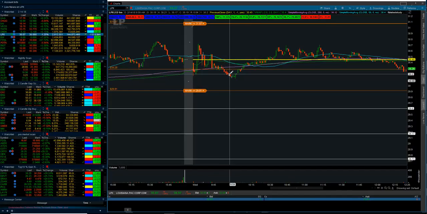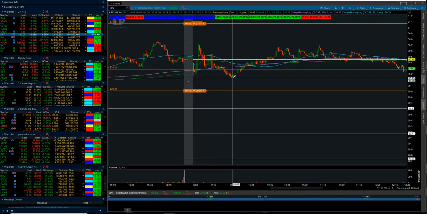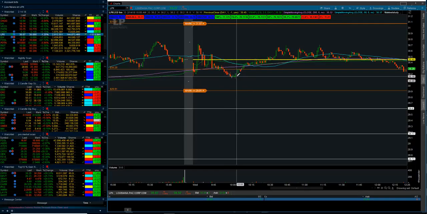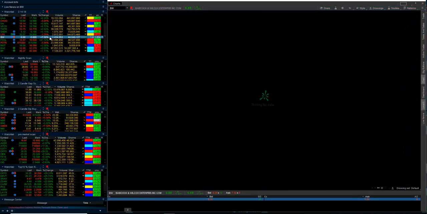It gapped down all the way down to this 13 level. Once I saw this, it usually means the trend reversal is coming up. So right into this candle, I sold. I didn't make much. I got executed at 13.19. So I think I made about $100. Not much.